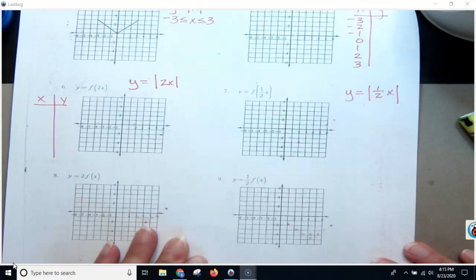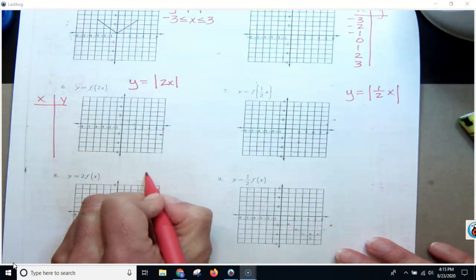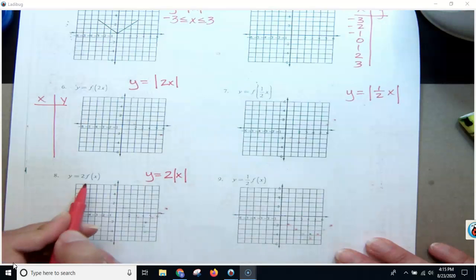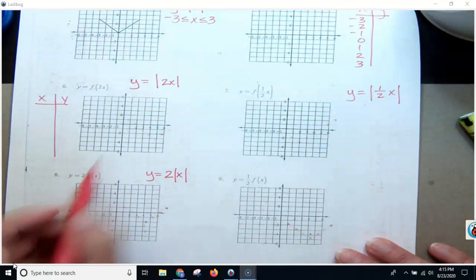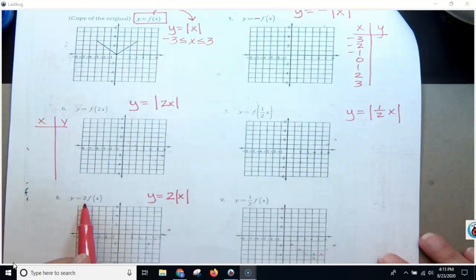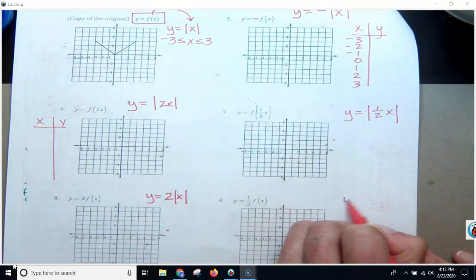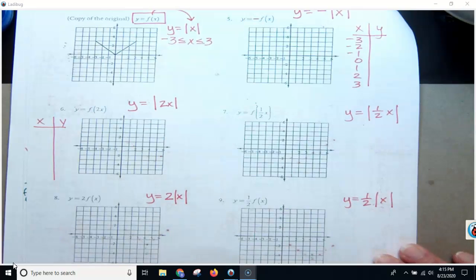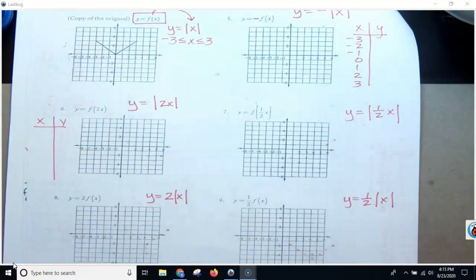Now this here is going to be y equals 2 times the absolute value of x, because the 2 is outside the function. This is still your function right up here. The 2 is outside the function. And similar to here, this is going to be y equals 1/2 absolute value of x. So go ahead and see if you can work these out. When you come back, I'm going to have this all filled out for you to look at. So I think you'll be better off if you try and do it on your own.